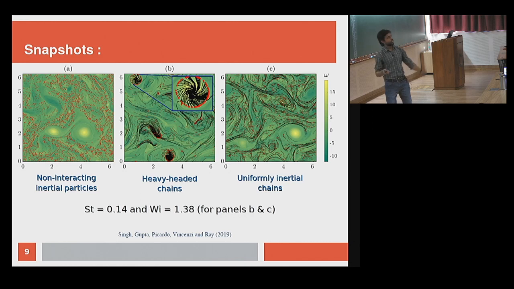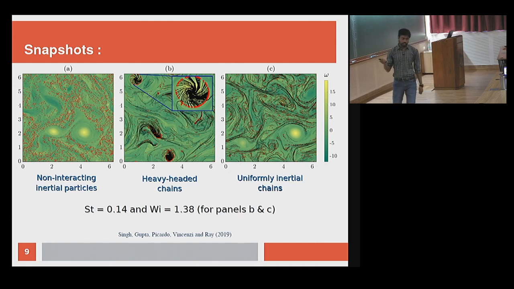Just for the heavy-headed case, where only one bead is inertial and the rest are all tracers, we see that the tail of the chain, that is the tracer part of the chain, is trapped in the vortical regions, and the head bead, colored in red, is trying to move out of these vortical regions. But because the rest of the chain is trapped in the vortex, they form a ring-like structure around the vortices. All of this explanation is based on the extensibility of the chains, and what regions of the flow these chains are occupying.